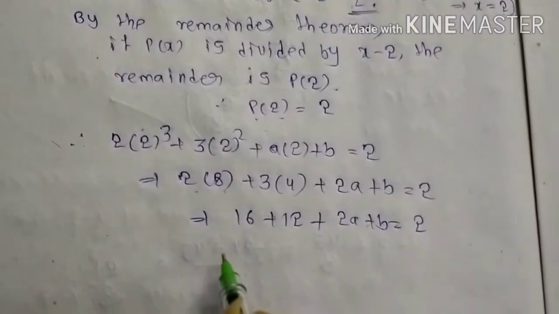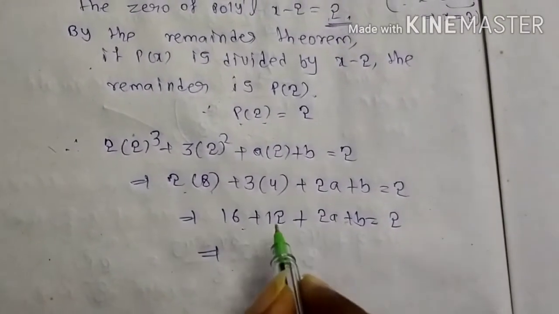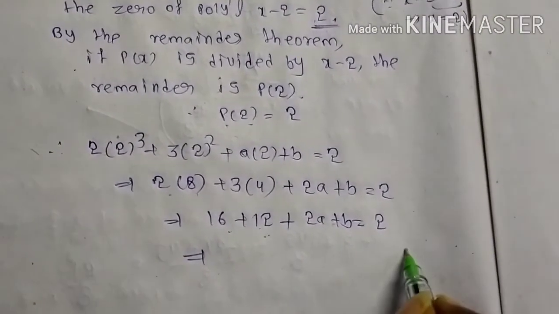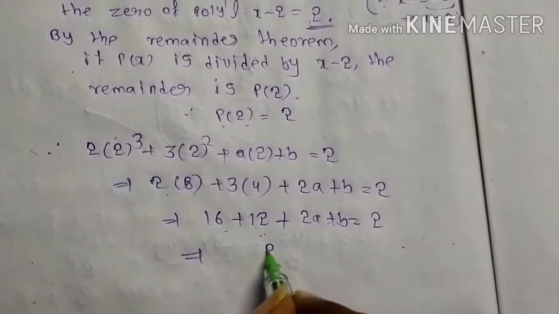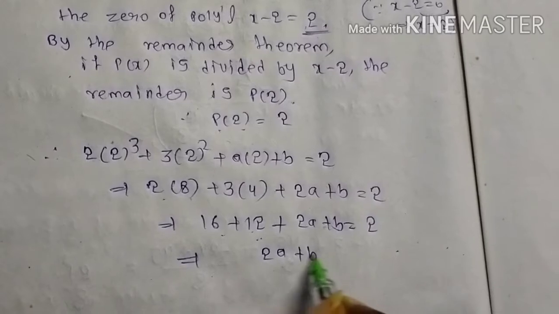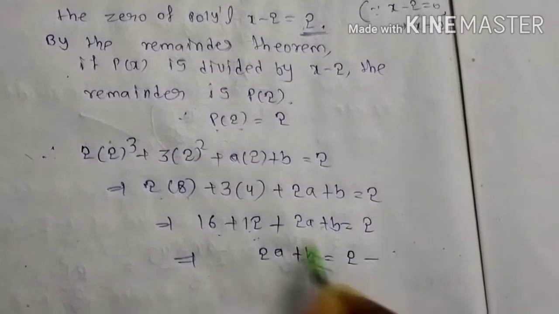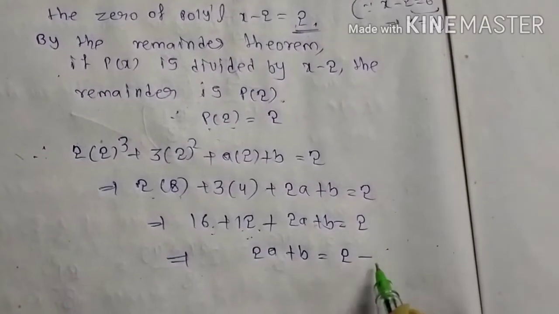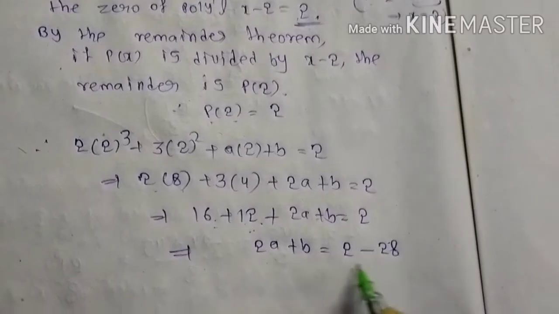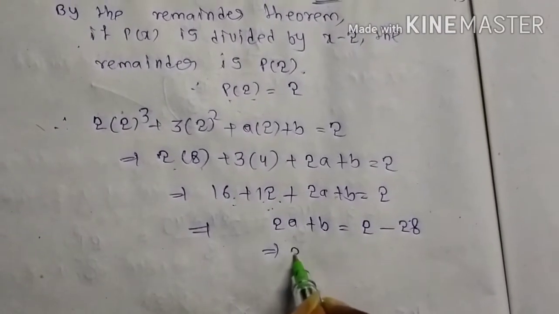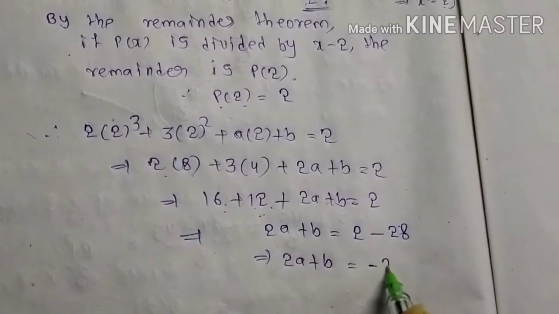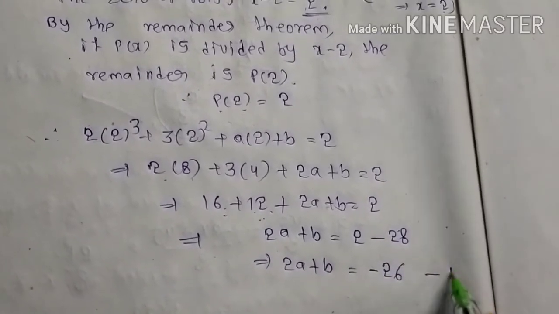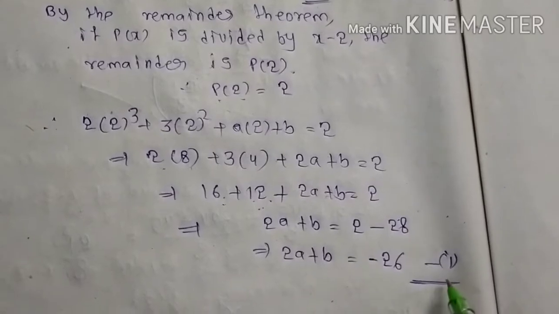Now you can see here 16 plus 12 how much? 28. If I am transposing 28 to RHS, will you get minus 26, or not? Yes or no? That means I am writing here 2a plus b is equal to 2 minus 28. I am writing here minus 28. See here, 2a plus b is equal to minus 26. You can take this as equation 1.